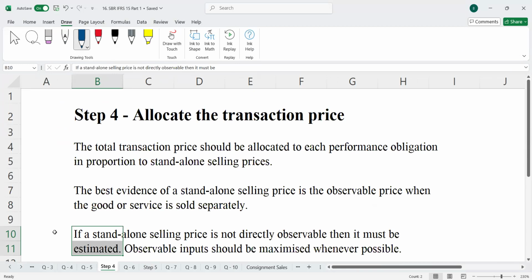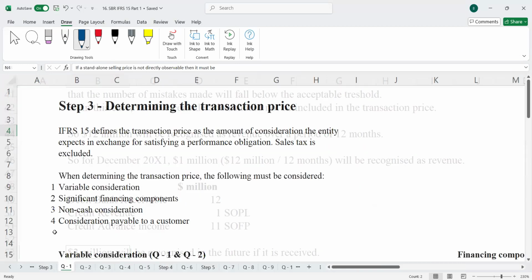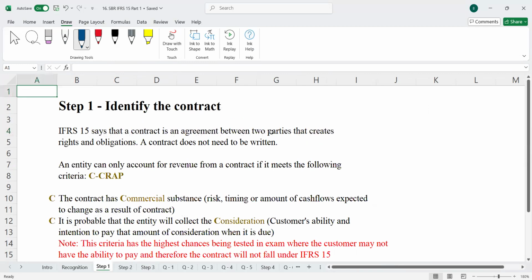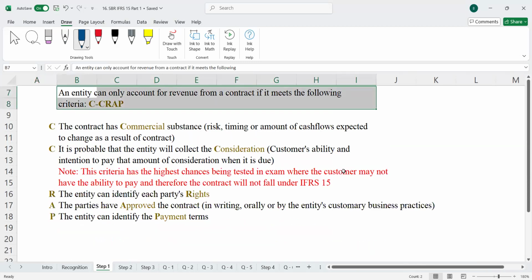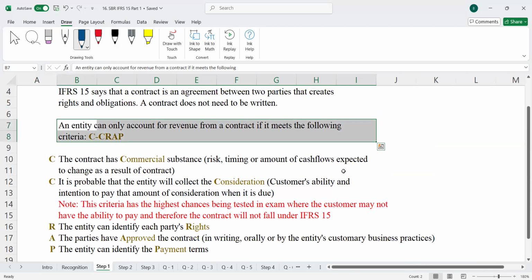Okay. So identify the contract. Now see, the very first step in your revenue recognition is the identification of a contract, the existence of a contract. If a contract does not exist, you cannot recognize revenue. Now, when can we say that a contract exists? So, an entity can only account for revenue from contract if it meets all the following criteria. See, it meets all the following criteria. It does not say any of them.